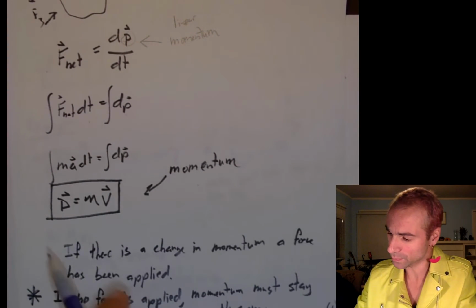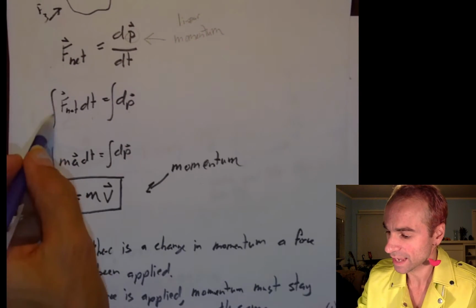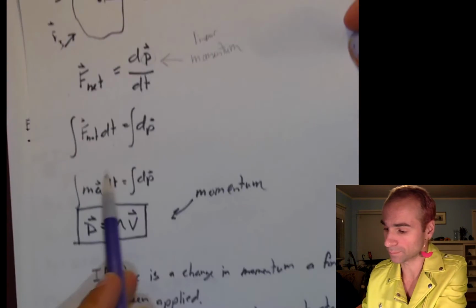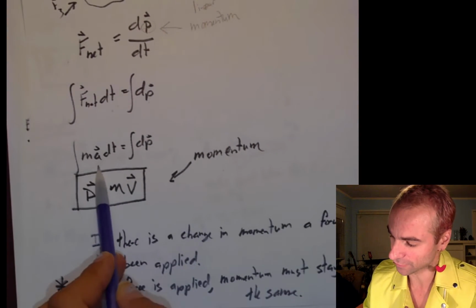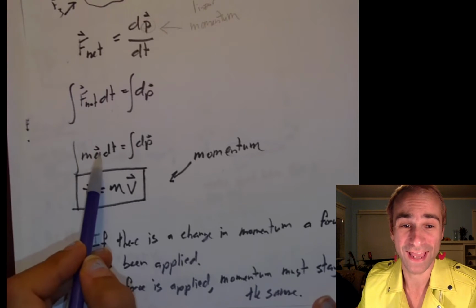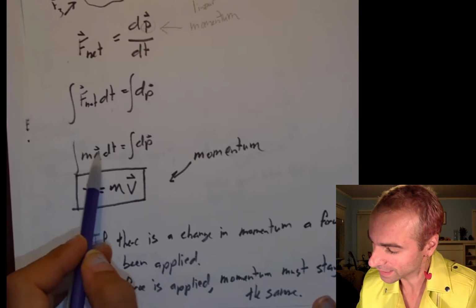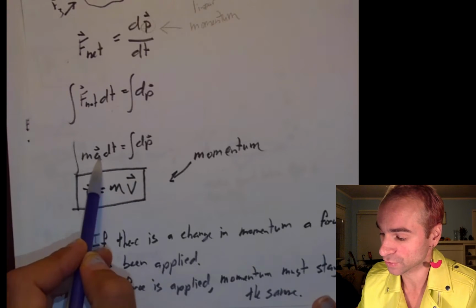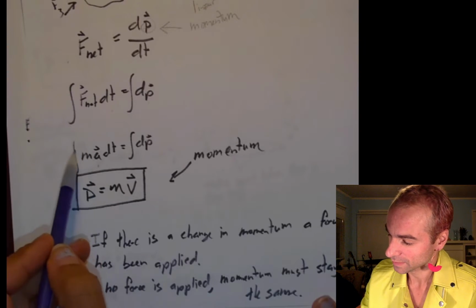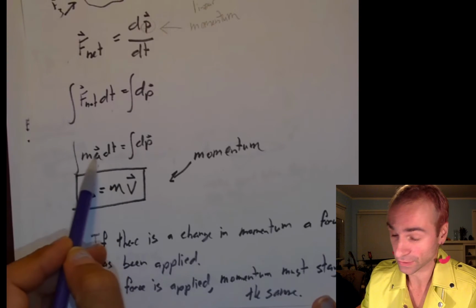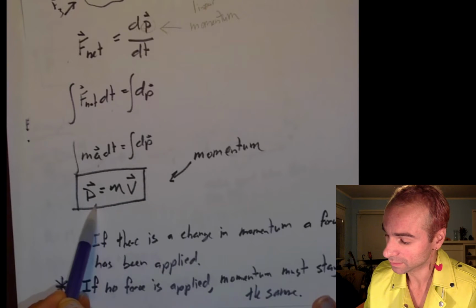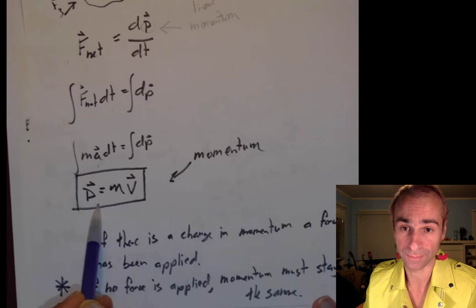What we can do is plug in for F net, which is equal to ma center of mass. So we plug in ma center of mass here. We can take the integral of ma, and we know that the integral of a as a function of t is just v. And so the integral of ma is just mv, the vector v, and that equals p. So we get this equation, p is equal to m times v.